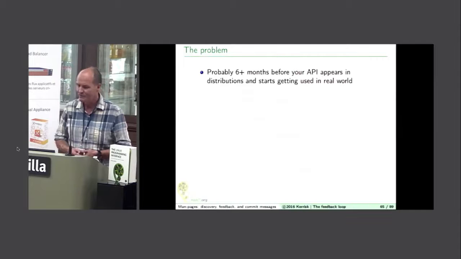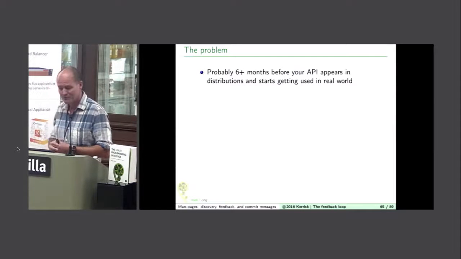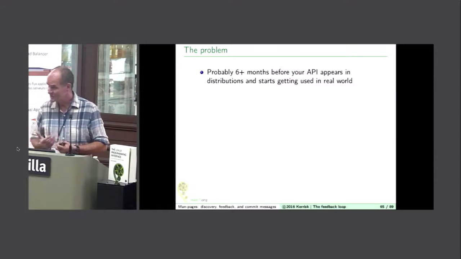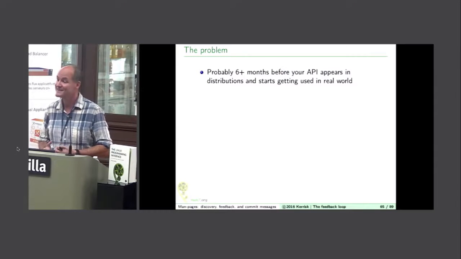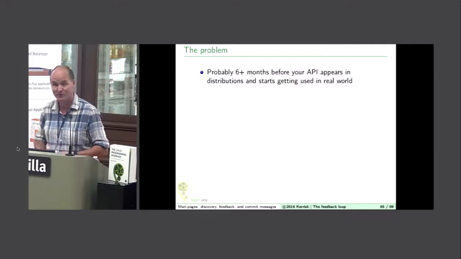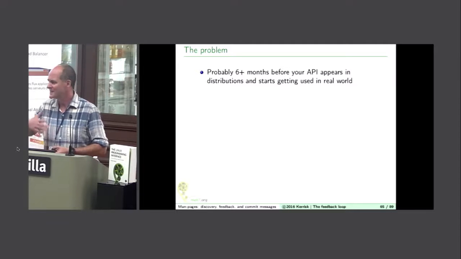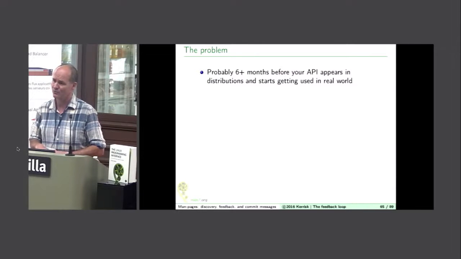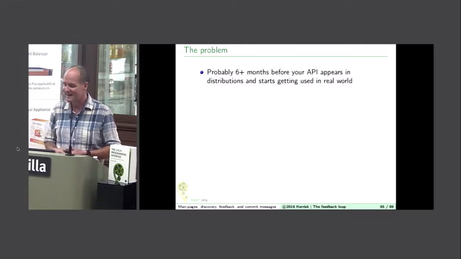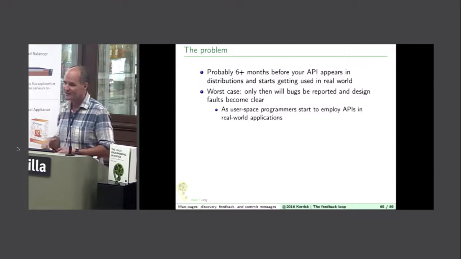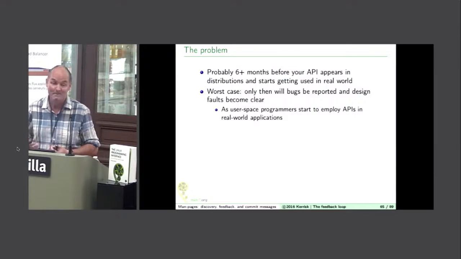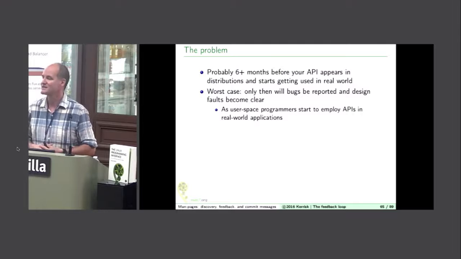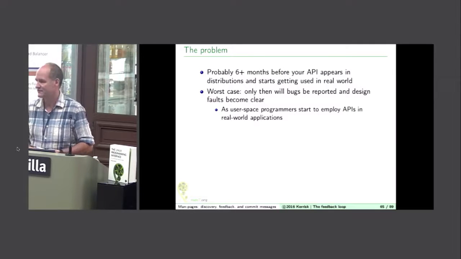So then we've got the problem of the feedback loop. Typically, once you've released an interface, it's going to be probably 6 months before user space really sees it. In other words, it goes into a distribution kernel, gets released to the wider world. Actually, probably that's a bit shorter, that window nowadays. But it's going to be probably several months at least before users notice the interface and start doing something with it. And in the worst case, it's only then that the API design bugs are going to be discovered, and we're going to realize the mistakes we made, and it's too late to fix them.